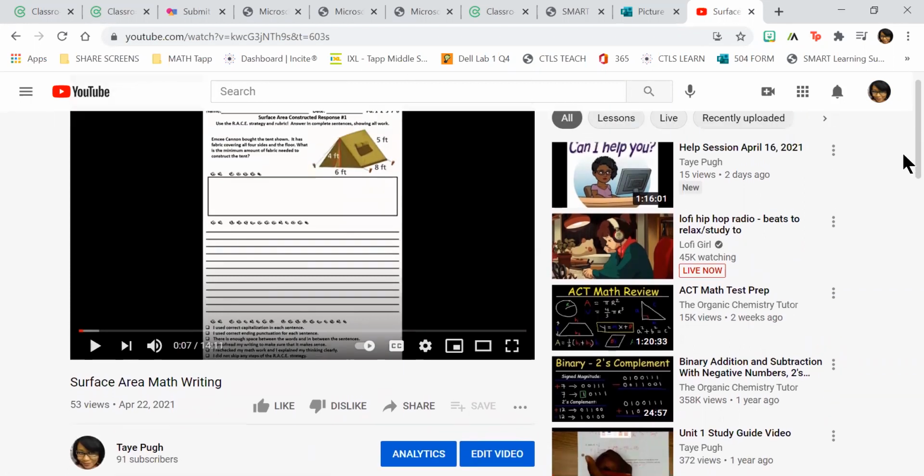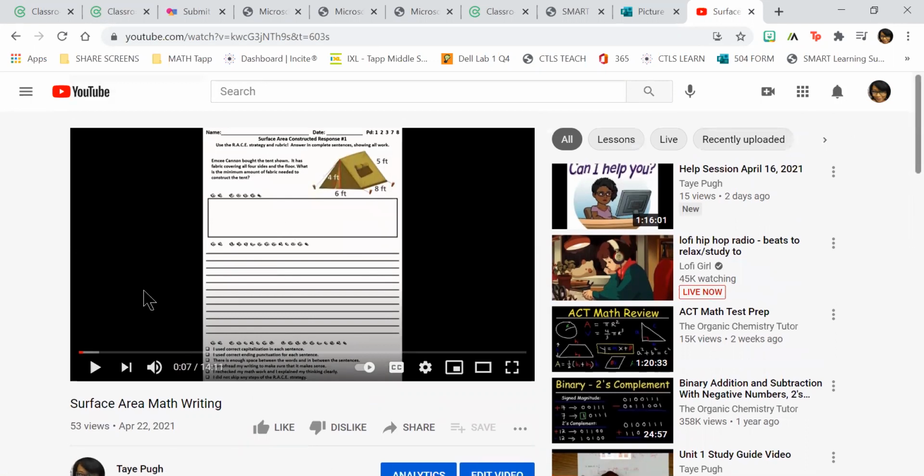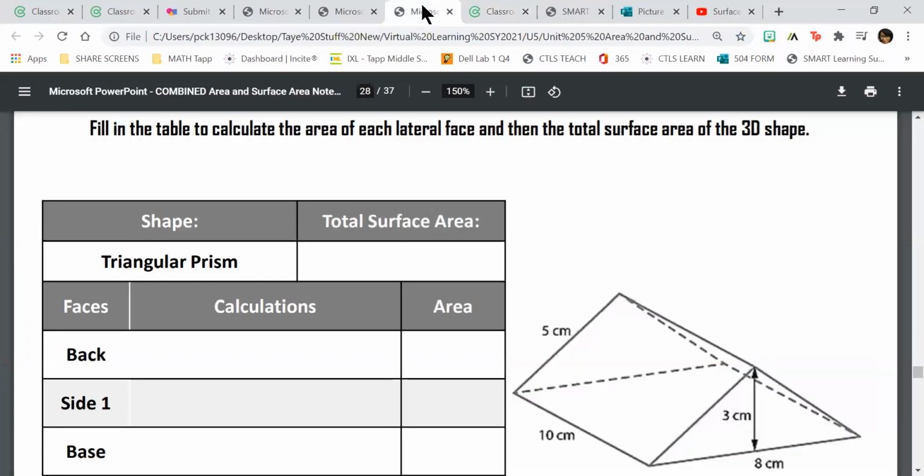Go over this video and then complete your surface area constructed response number 2. So I show you how to do the constructed response number 1 with a triangular prism. Number 2 is about a square pyramid, a roof. So you need to complete it. And I'm showing you how I completed it. But you need to read the surface area constructed response number 2 so that you can complete that one properly.